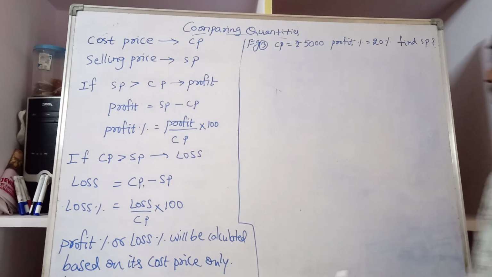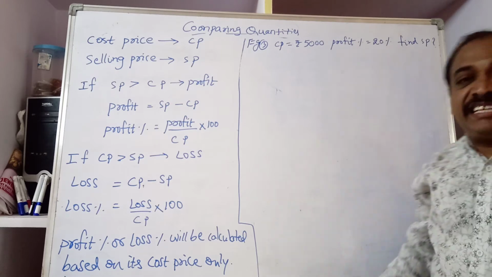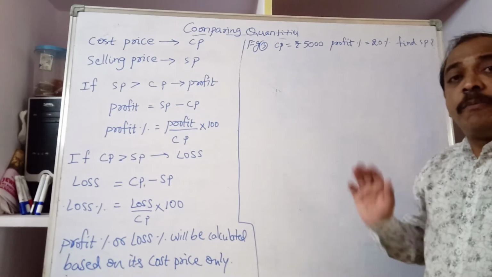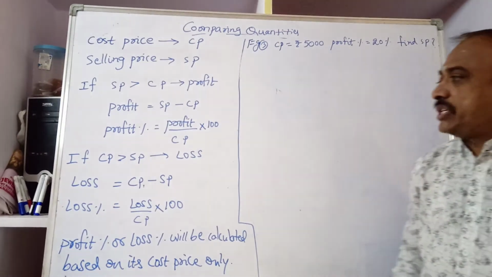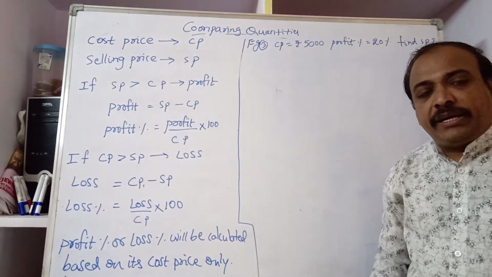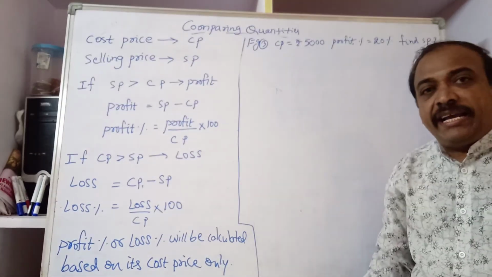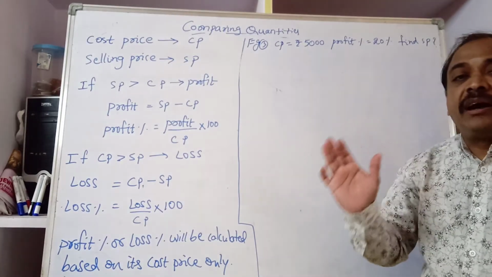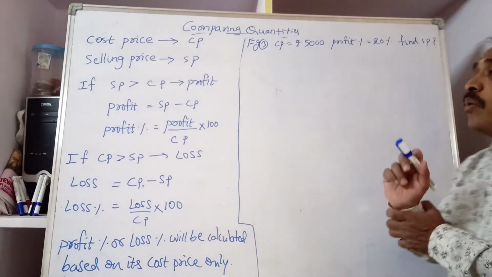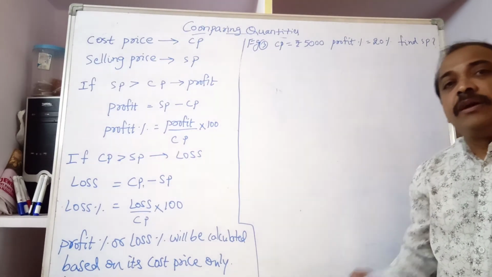Now let us discuss one more example. When the cost price is given and the profit percentage is given, how to obtain the selling price? Profit will be addition or subtraction. Can you say? To get the selling price, you need to add profit to its cost price. First let us see what is 20% of 5,000.